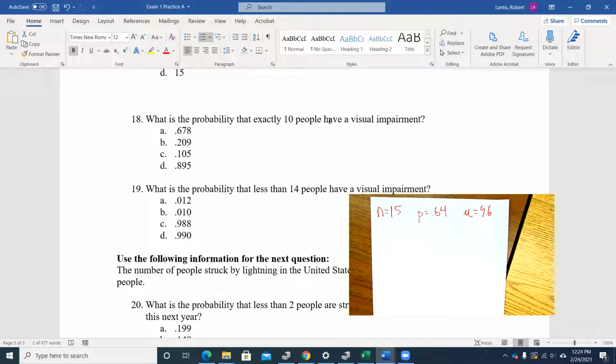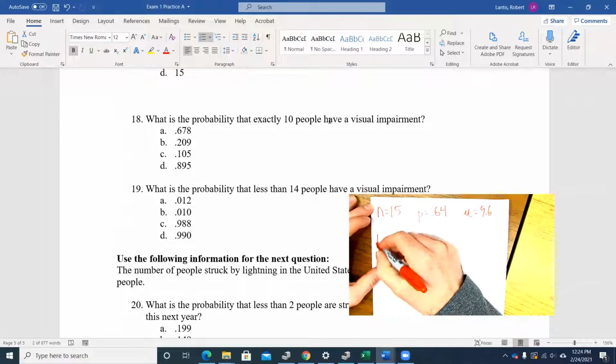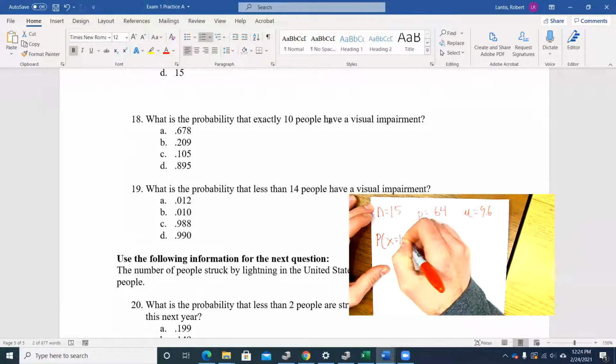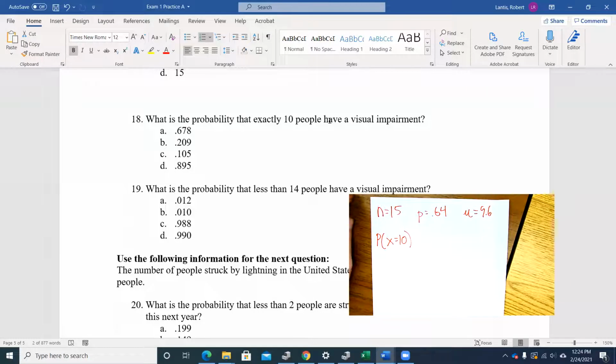Okay? So if we think about the probability that exactly 10 people out of these 15 have a visual impairment, well, if the mean was 9.6, 10 should have a fairly high probability. But we want to explain this concept real quick. If we know that 9 and 10 are the most likely outcomes, it's not that one might be a little bit more likely than the other, but they're going to be around the same probability, because they're both right on either side of that mean.